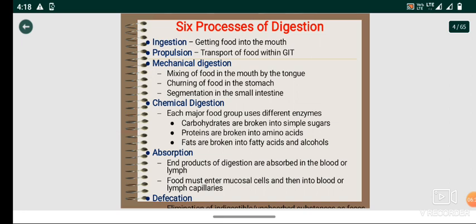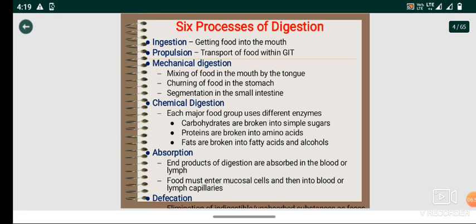Ingestion is basically placing the food into the mouth, chewing the food into smaller pieces, which is called mastication, moistening the food with salivary secretion, and swallowing the food, that is deglutition. All these processes come under ingestion. Then the next process is propulsion. The food that we take in the mouth has to be propelled into the next segment. That process is known as propulsion.